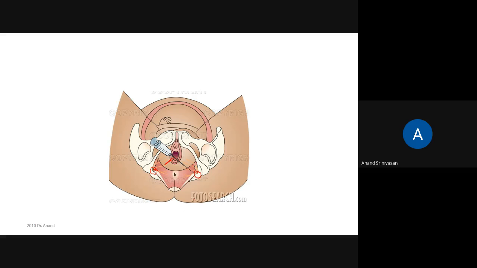Whereas epidural anesthesia is given in the spinal cord, in the back, the cervical, lumbar, sacrum region. So it is given here. Why is the epidural analgesia given?